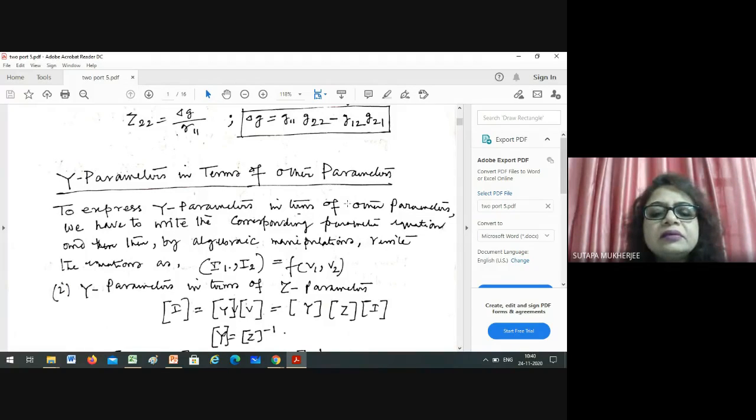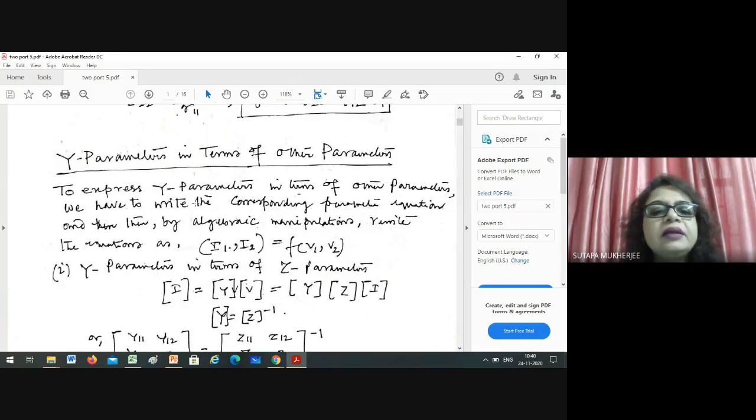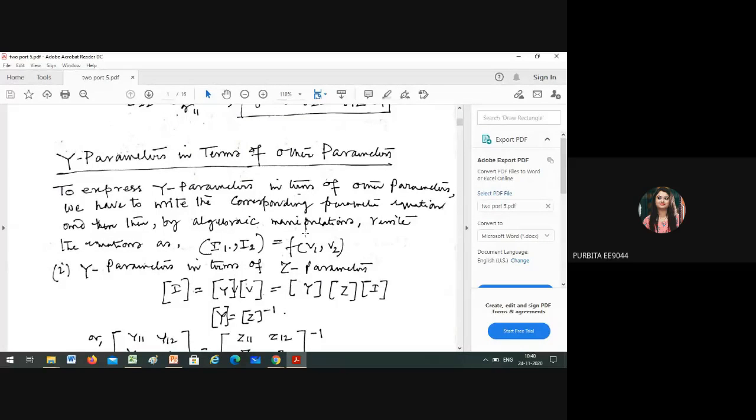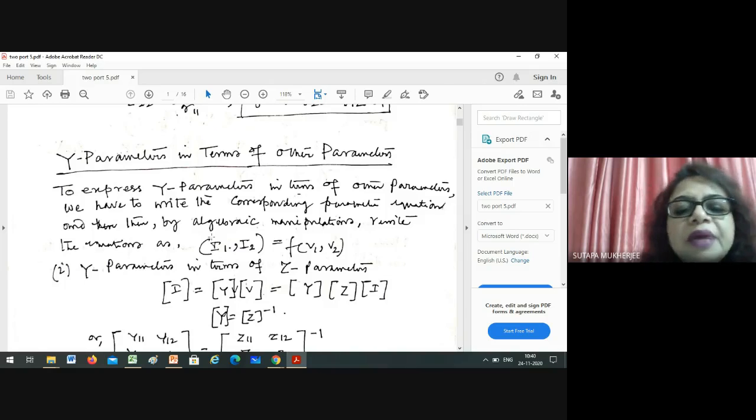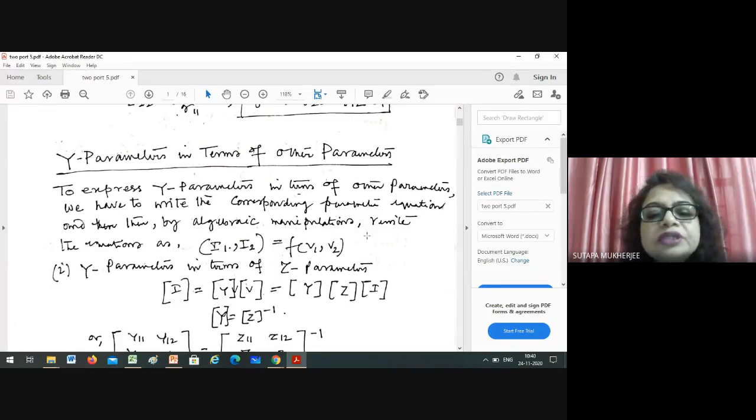No, ma'am. I think I didn't tell regarding this. Can I continue? Y parameters in terms of other parameters? Yes, ma'am. Okay. To express Y parameters in terms of other parameters, we have to write the corresponding parameter equation and by algebraic manipulations, rewrite the equations as I1, I2 as a function of V1, V2.